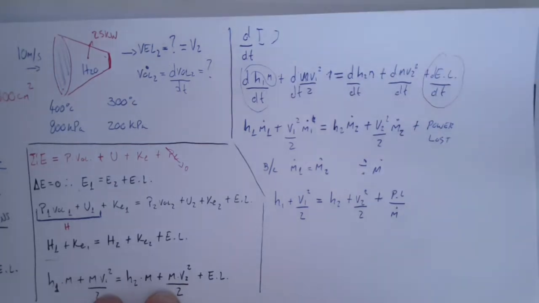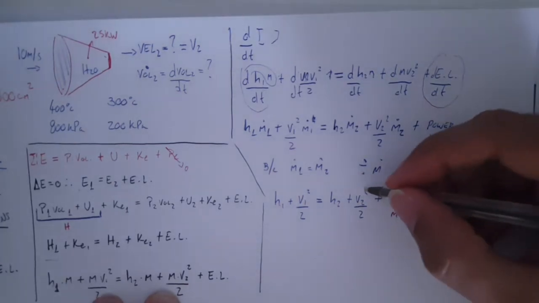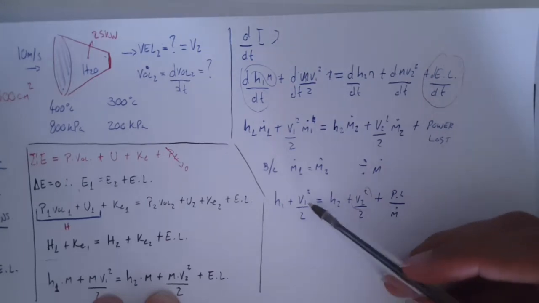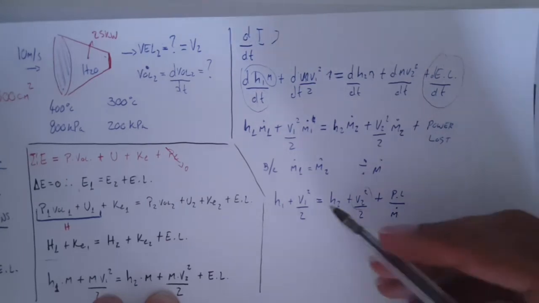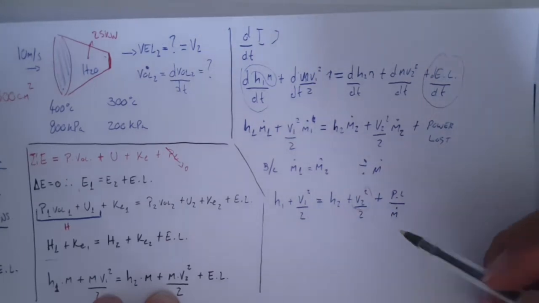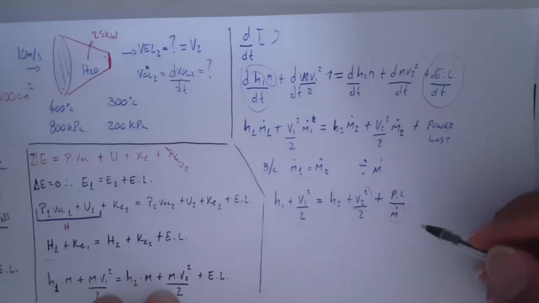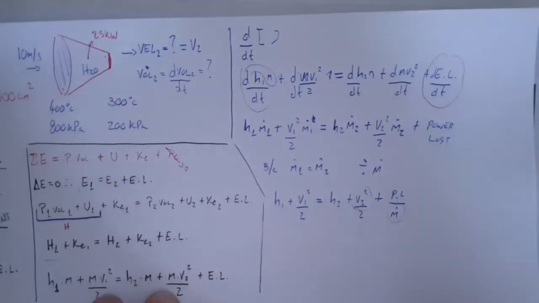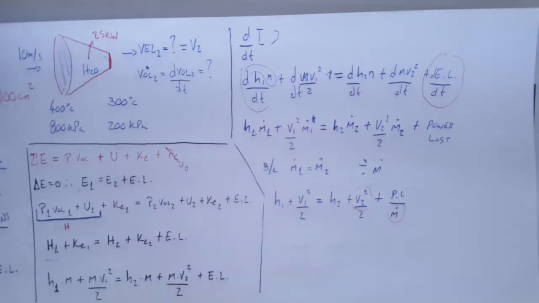So to find the velocity 2, the things that we need to be able to solve for this are velocity 1, which we have; the enthalpy difference, which we don't have yet; a mass flow rate; and the power loss, which we do have. So we need to grab the two enthalpies and the mass flow rate to be able to solve this. I'll start with the mass flow rate.